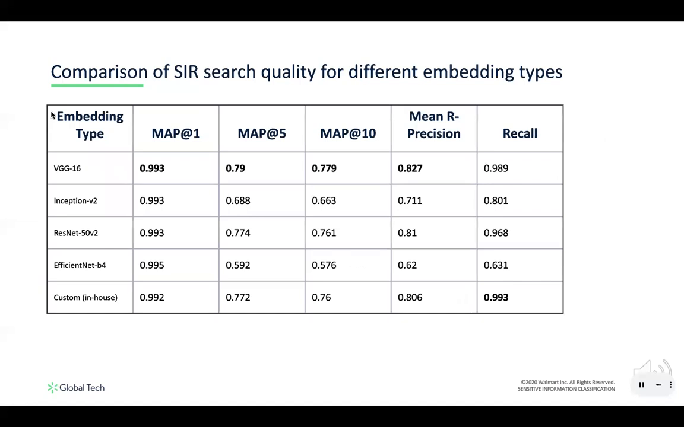Before choosing VGG16 as the primary feature extractor, we experimented with different embeddings on the non-compliant image search dataset. Here we present the search quality of different pre-trained embeddings. From the experiment results, we found VGG16 to have the highest precision, whereas a pre-trained custom in-house model gave the highest recall. For our search use cases, we prefer having higher precision over recall for our search results. Hence, we decided to go with VGG16 as the primary feature extractor.